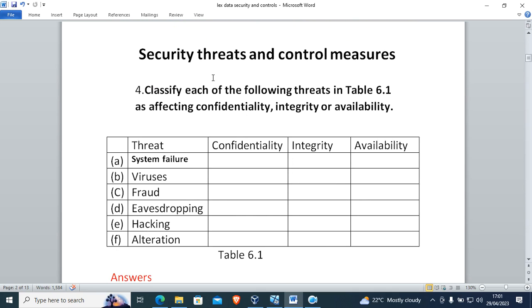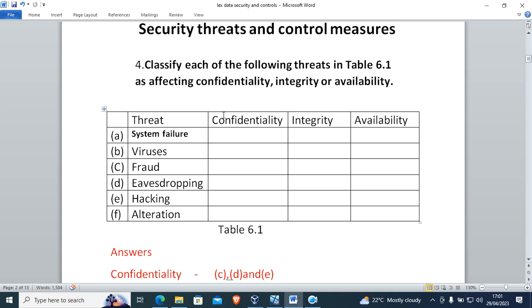Then we have security threats and measures. Classify each of the following threats in Table 6.1 as affecting confidentiality, integrity, and availability. When I talk about system failure, is it about confidentiality, integrity, or availability? Viruses, fraud, eavesdropping, hacking, alteration, are they about confidentiality, integrity, or availability?